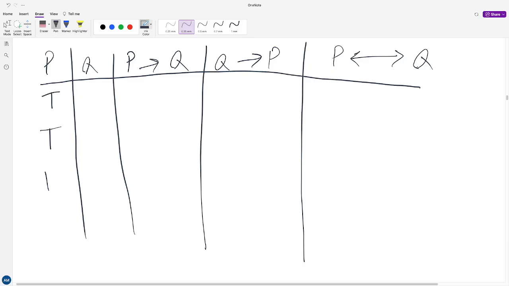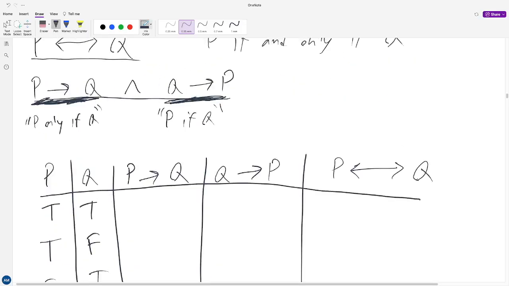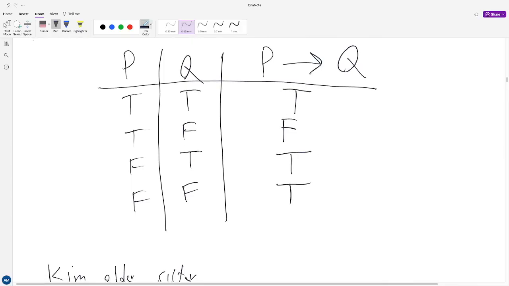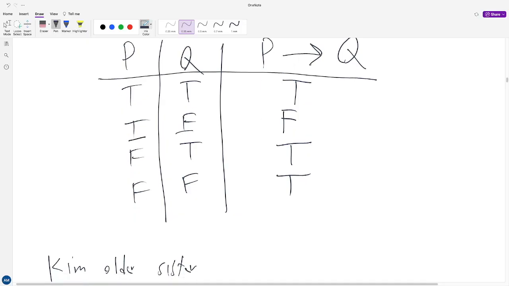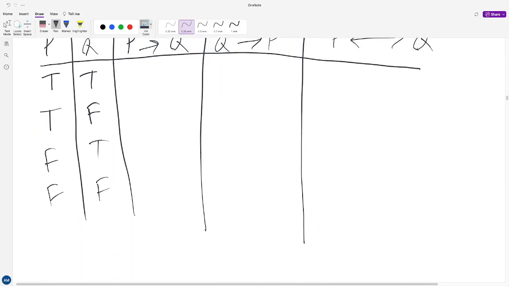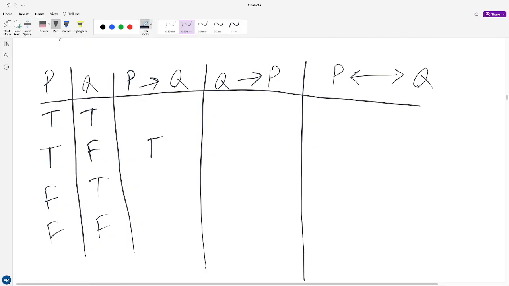let me write out the truth values for the atomic statements first. P implies Q is false exactly when P is true and Q is false, when the promise is broken, right? And the hypothesis is true, but the conclusion is false. If we go back up here, this P implies Q is false exactly when P is true and Q is false. So that's what we're going to write here. P is true and Q is false, this is false. And it's true every other time.